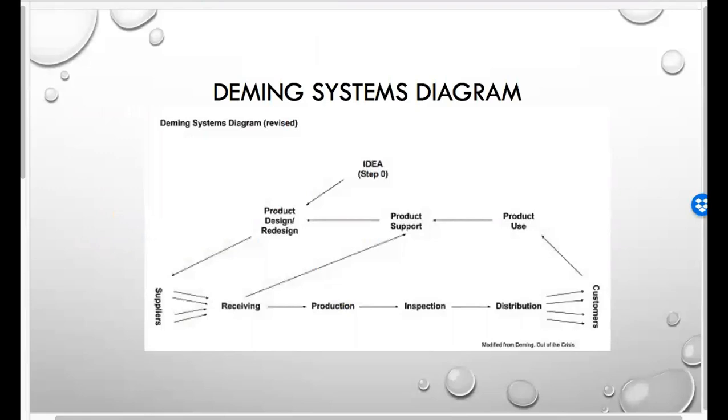Now, this is the Deming systems diagram. I just want to go over this very briefly. I use this in all my courses, and you'll rarely see this, but this shows the supply chain as a closed loop.